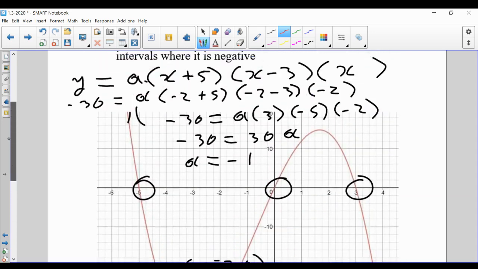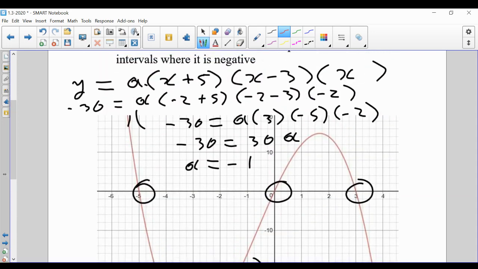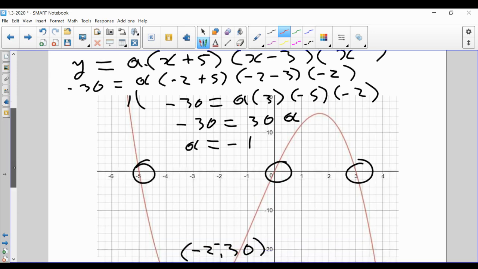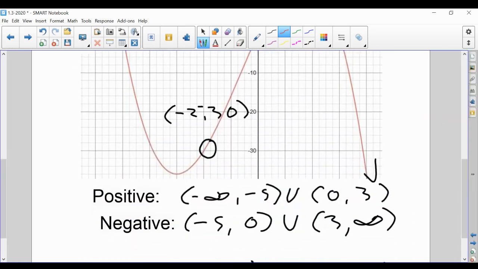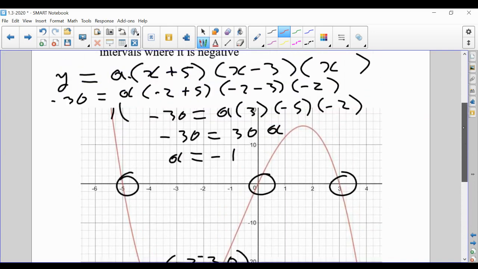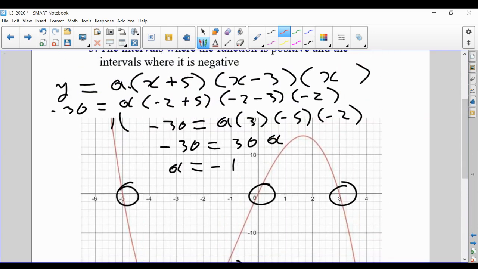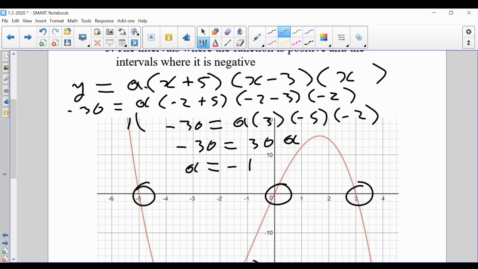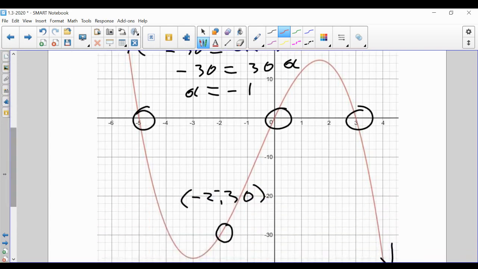When we did that, this is all by way of review, the a worked out to be minus 1. So we could have written the function out as y equals minus 1, x plus 5, x minus 3 times x. That would be the function itself. Put that on the other side.